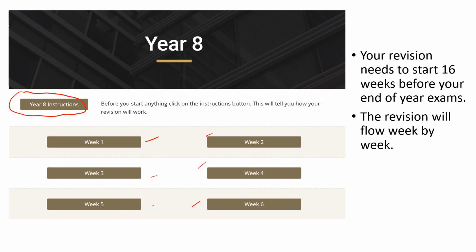Now, you'll find week 1, week 2, week 3, week 4, week 5, week 6, because it runs as a 2-week pattern. The revision program itself is 16 weeks, and it will just flow once you start it week by week by week.